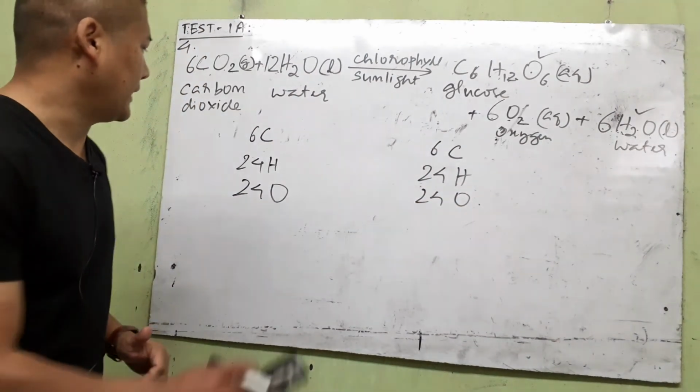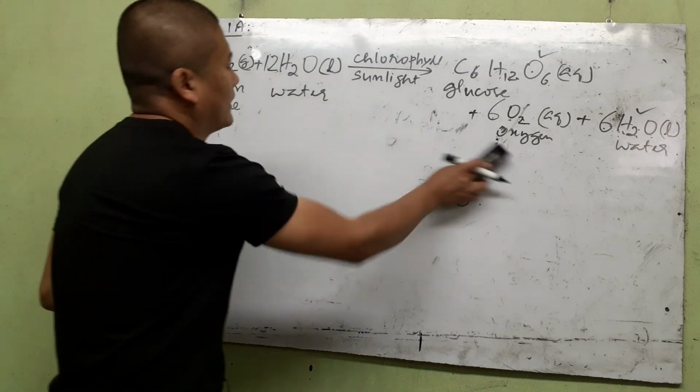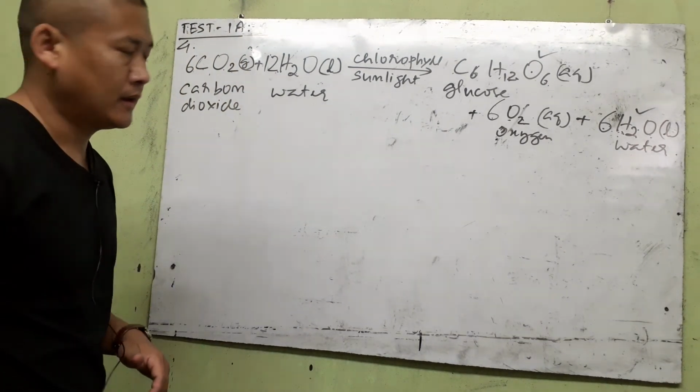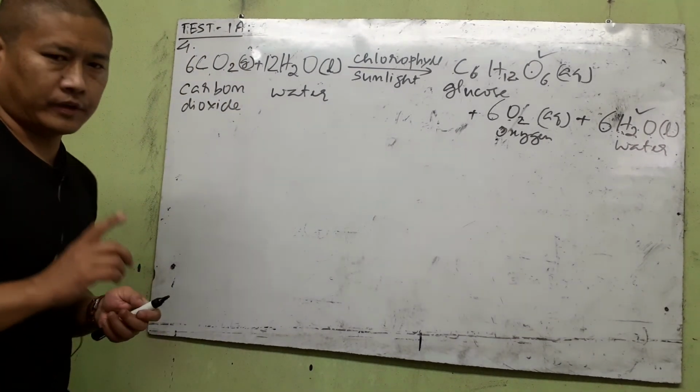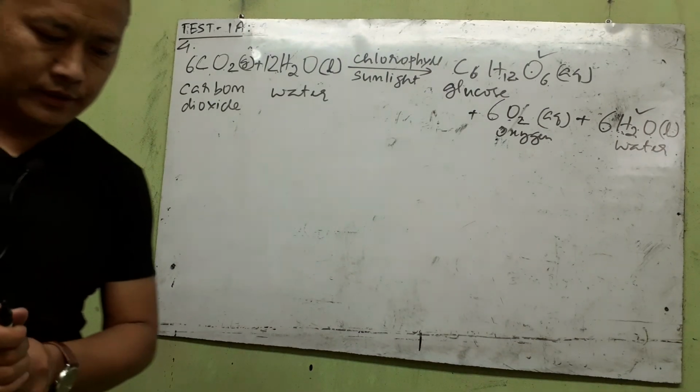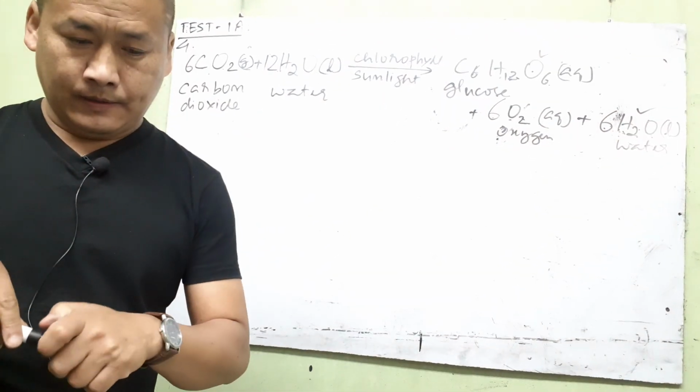I hope you're getting it right. So here, next, we'll go to the next class. There are 6 more equations in this test 1A. Next class, okay?